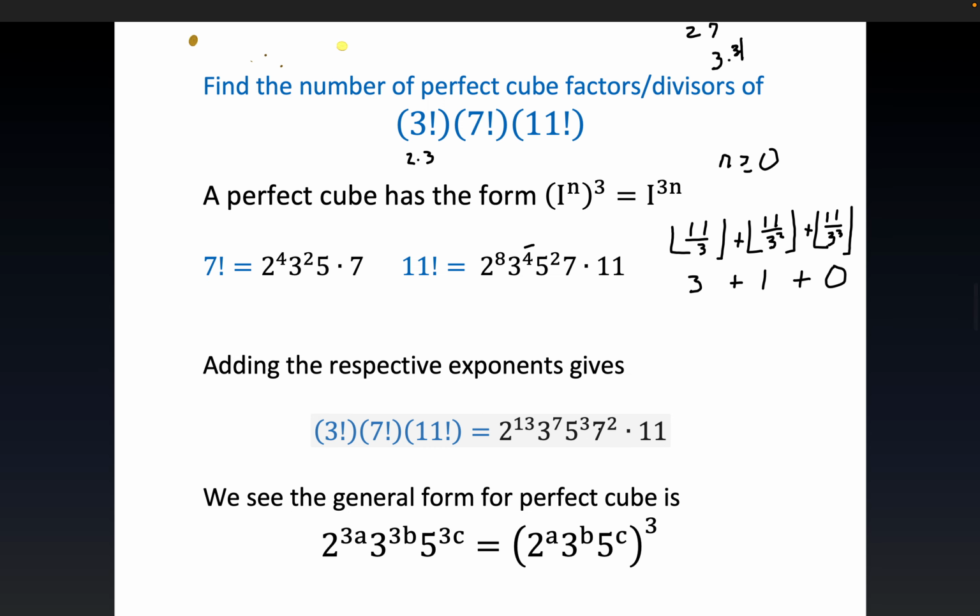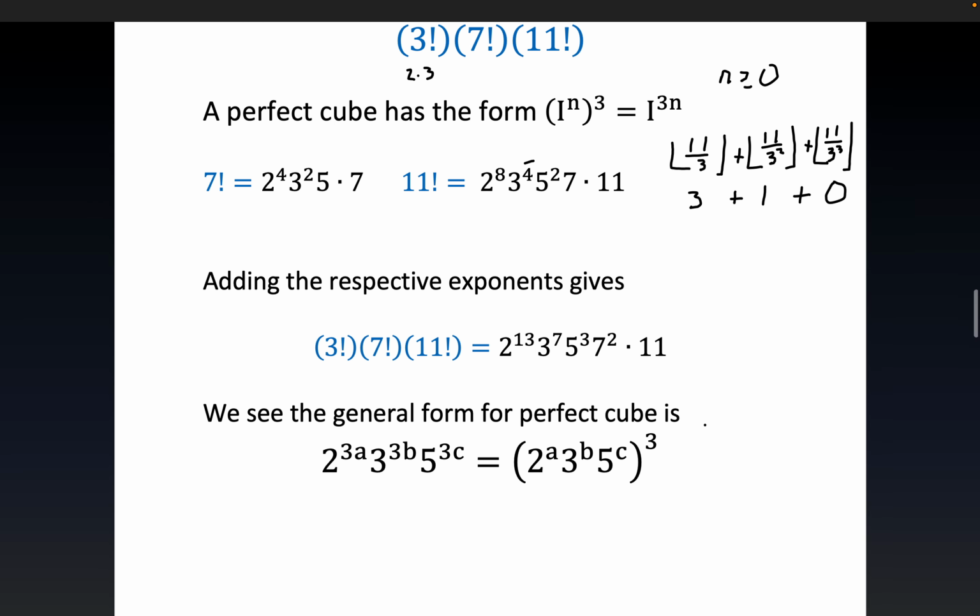Notice that 7 and 11 don't count here because they can never give a perfect cube; the exponents aren't big enough, right? Combinatorially, you could write them in with 0 exponents, but it's not important. This is the form of a general perfect cube for our number, based on the prime factorization of the object we're trying to find the number of perfect cubes for.